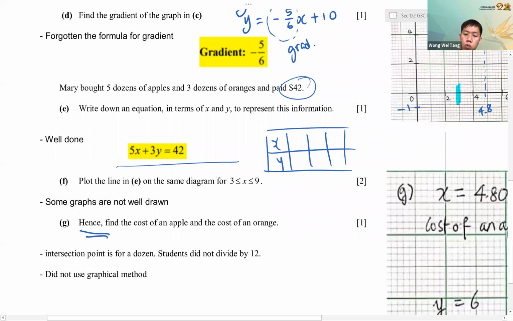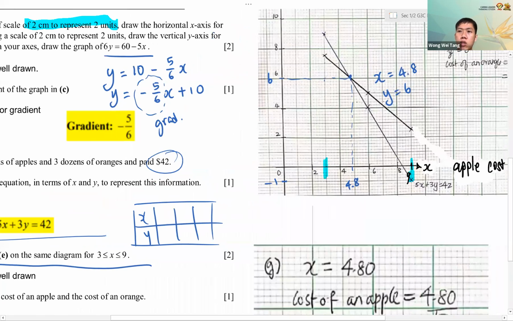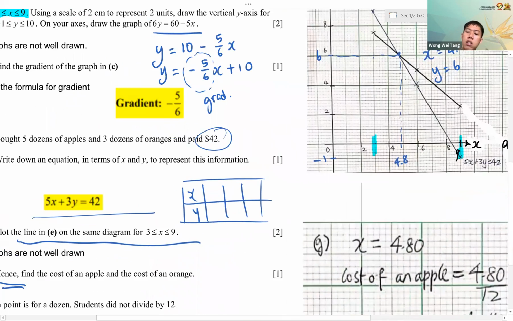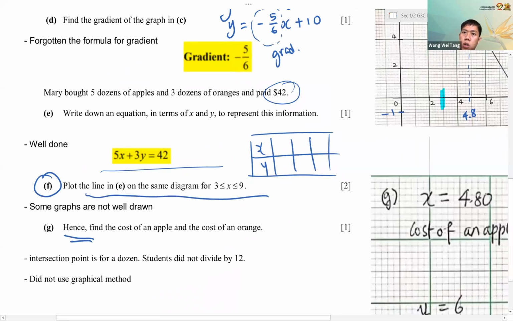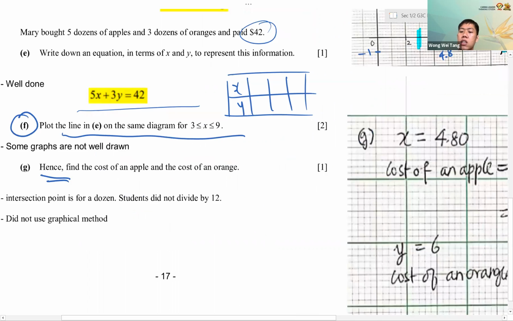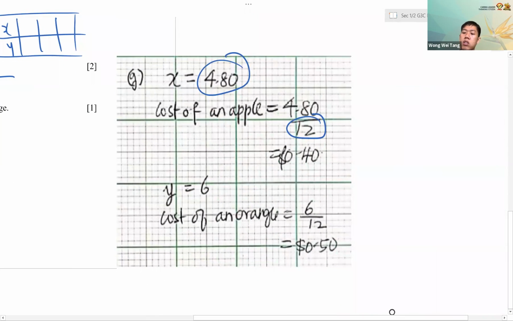Hence meaning you need to use your solution in the previous part. What was done in the previous part? It was to plot. So if you did not use your graph, that is, if you did not use the point of intersection to find the values of x and y, even though if your final answer is correct, you do not get a mark. Okay, now this is not the end yet, because x and y, they are the values for a dozen apples and a dozen oranges respectively. So one final step, x being 4.8, cost of an apple, you divide by 12, cost of an orange, 6 divided by 12, and these are the answers.